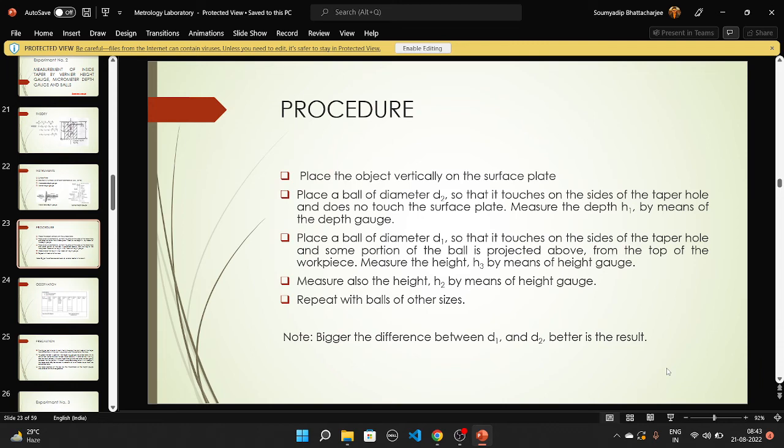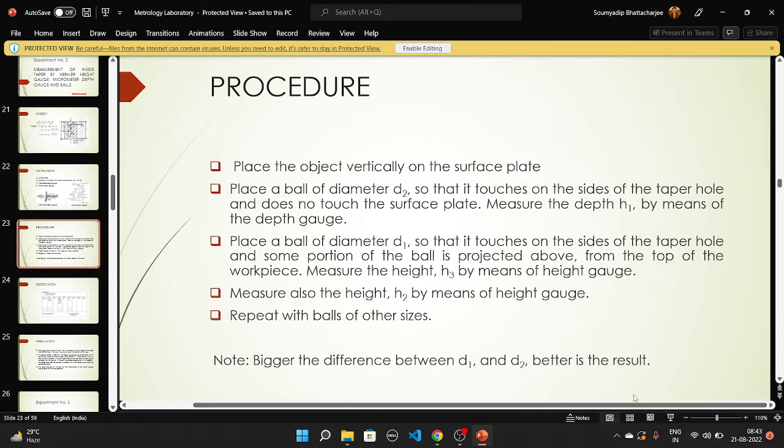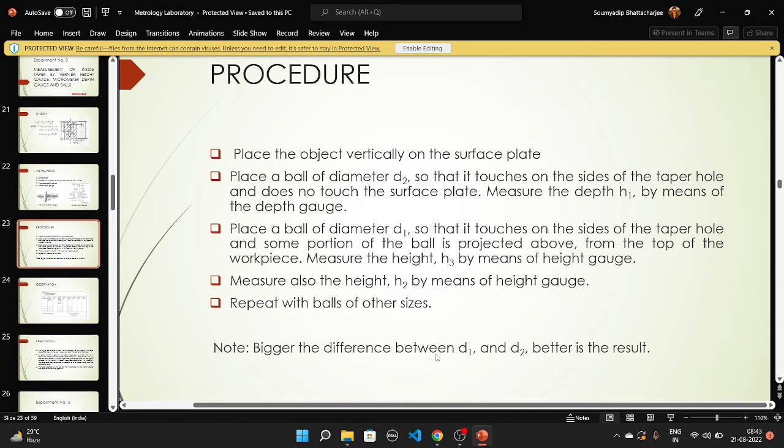Place the object vertically on the surface plate as I told you already. Place a ball of diameter D2, that is the smaller ball, so it touches the sides of the taper hole. It does not touch the surface plate. As you see in the figure, it has not touched the surface plate. It is just touching the sides of the taper only, and that is also important. Some portion of the ball is projected above the top of the workpiece. Second para: it touches the sides of the taper hole and does not touch the surface plate.